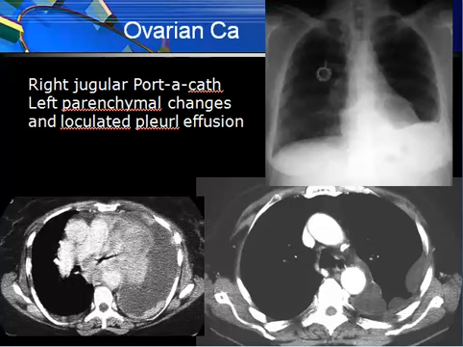Multiple masses of the pleura, multiple nodules associated with pleural effusion. Of course, the first possibility will be mesothelioma, but there is something here, and left basal parenchymal changes, and there is a history of ovarian carcinoma. So these are deposits. So with mesothelioma, consider pleural deposits also.